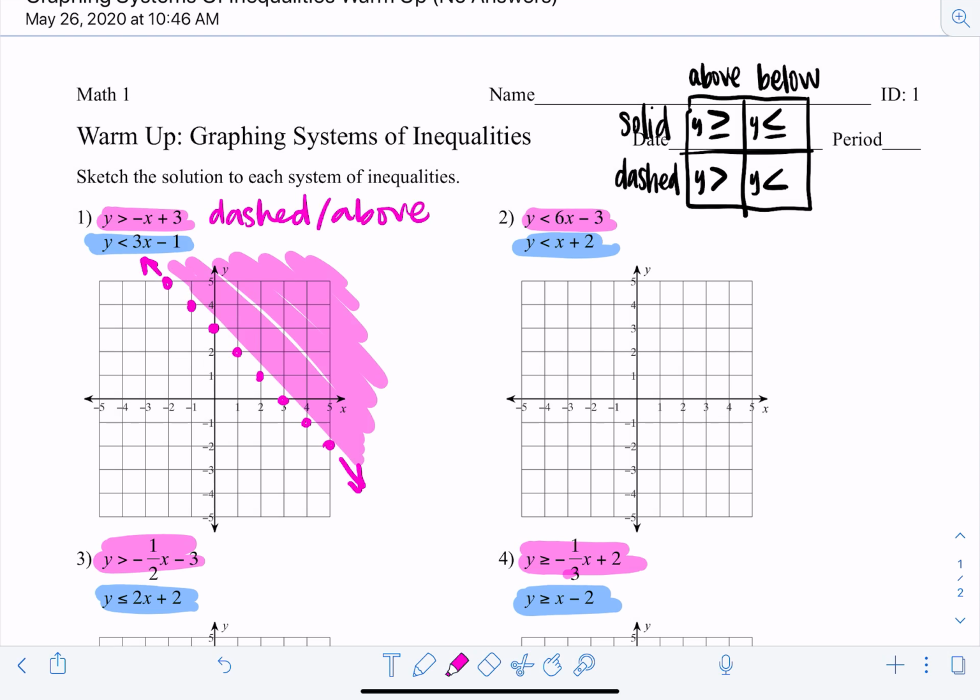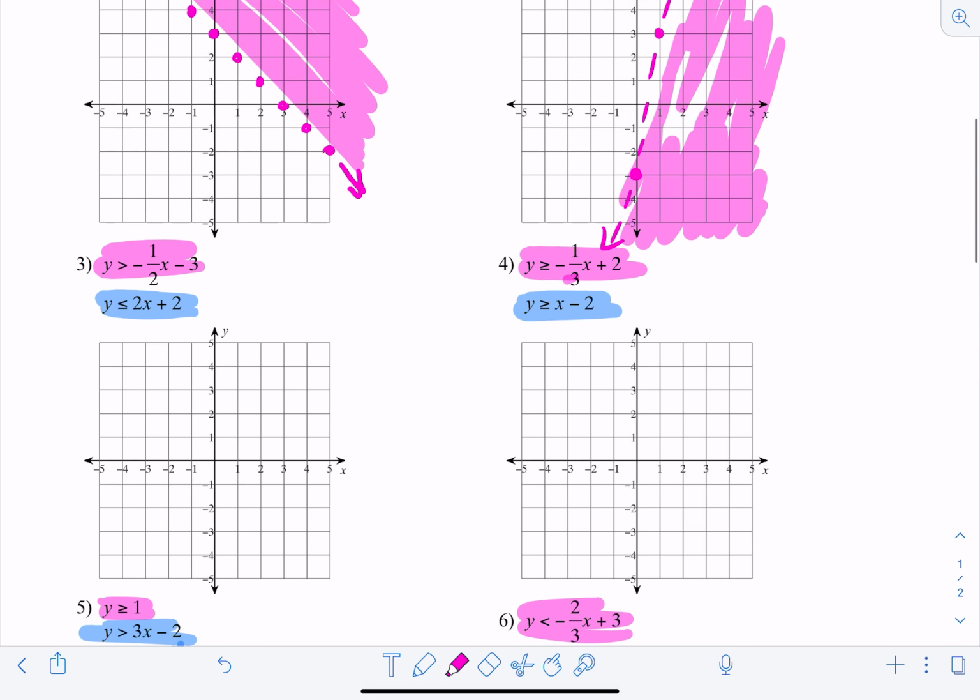If I go to number 2 and I graph the pink line, I'm going to start at -3. My slope is 6, so up 6 over 1. This symbol here is less than for pink. So that means we're going to have a dashed line and we're going to be shading below. So here's my line. I'm going to make it dashed. And we're below this line.